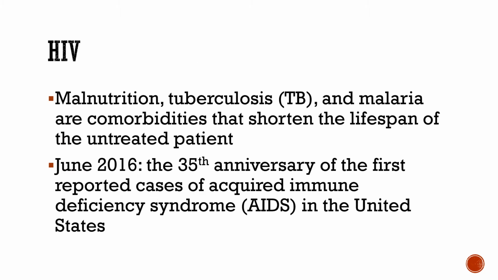So, HIV, malnutrition, tuberculosis, otherwise known as TB, and malaria are comorbidities that will shorten the lifespan of the untreated patient. In June 2016, the 35th anniversary of the first reported cases of acquired immune deficiency syndrome, AIDS, was in the United States. So it has been here for almost 20 years now.